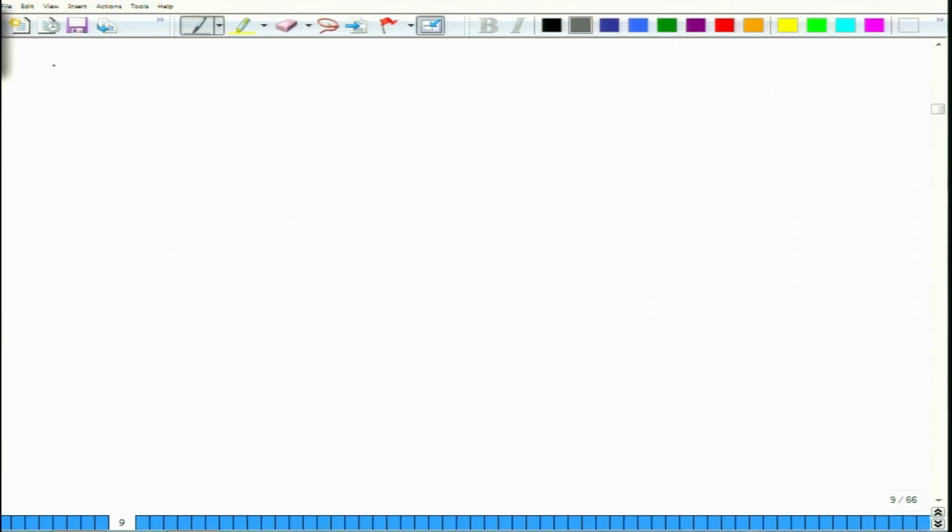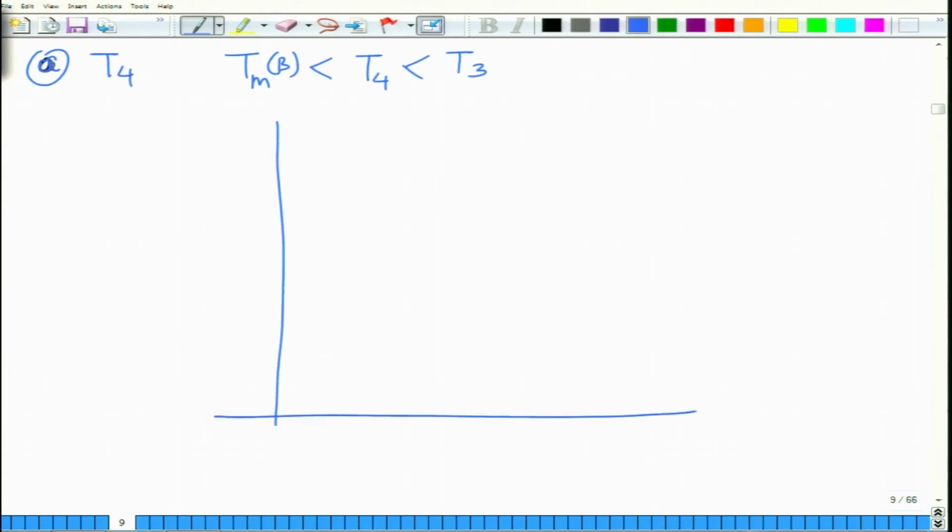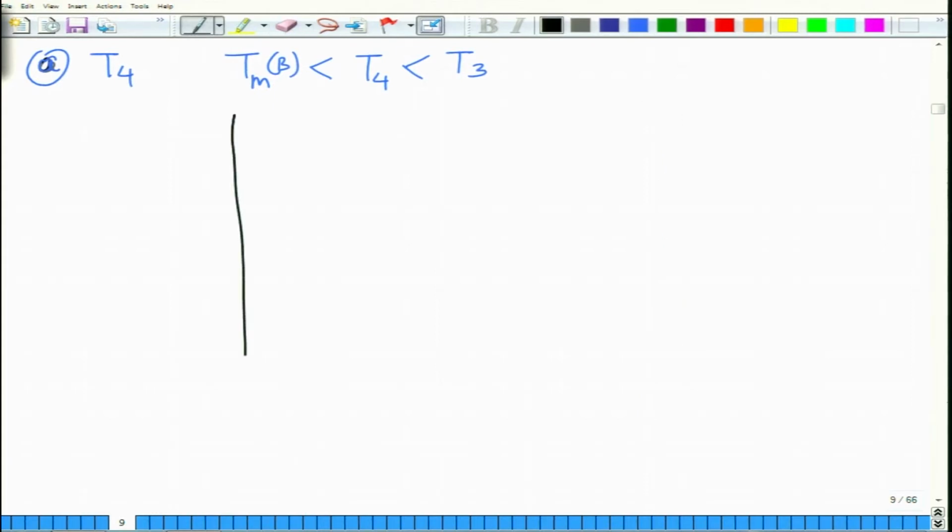Now we go to a temperature T4, and this T4, as I have told you, is less than T3, but is higher than again Tm of B, all right. So when I now make a plot of G x, sorry, let me make it in black for the sake of consistency.